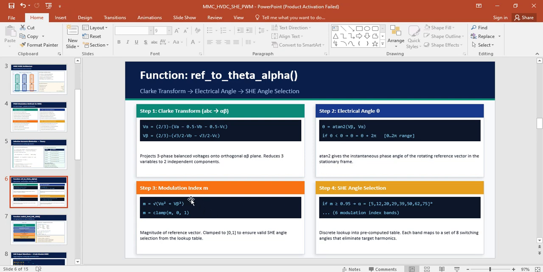Right, in step 3, we need to find the modulation index using this formula. M is equal to V alpha squared plus V beta squared, and take its square root, and we need to scale down the modulation index so that it does not exceed the limits, right, from 0 to 1. And then we need to select the SHE, selective harmonic elimination, angle, right. So a table is implemented in MATLAB.